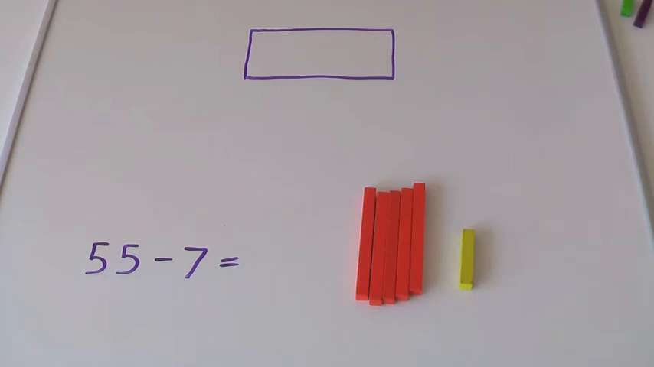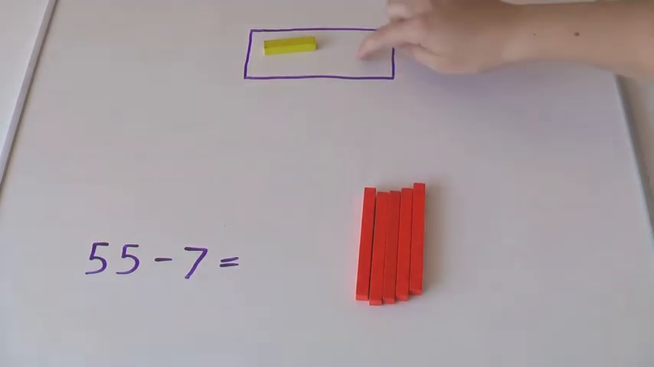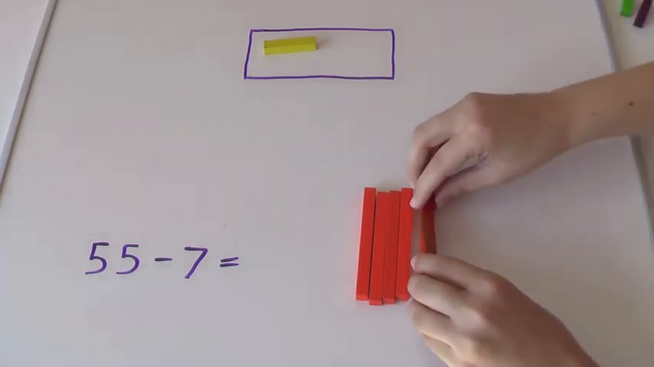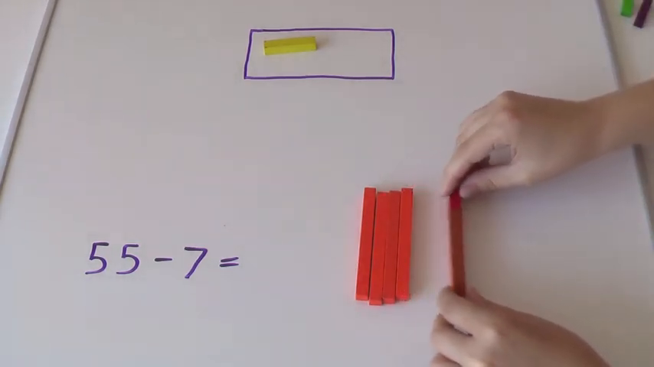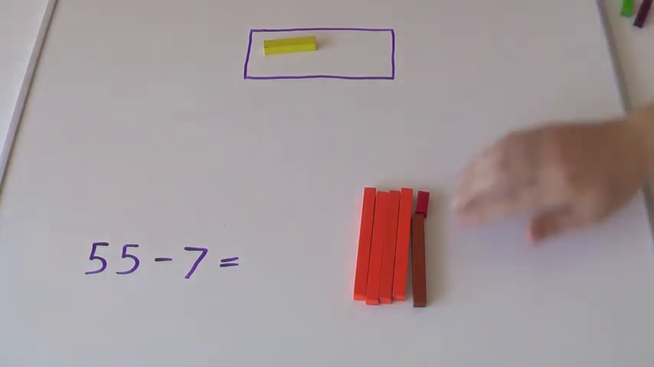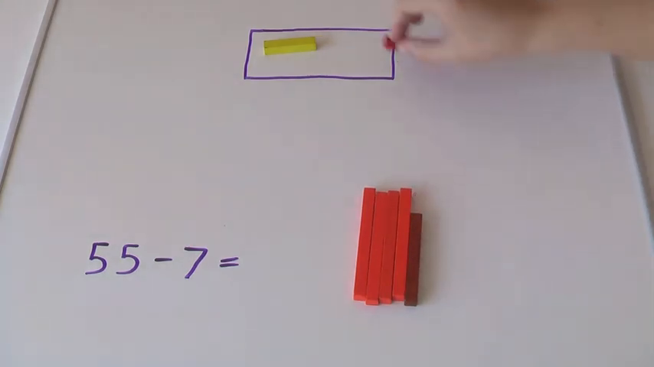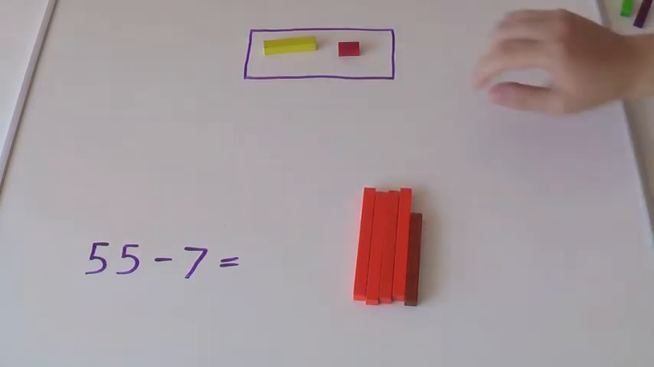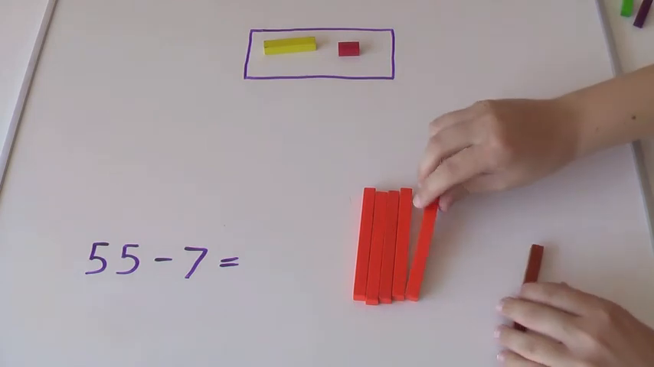55 minus 7. So first way we could do this is to take away 5. 55 minus 5 is 50, but we still have to take away 2 more. So let's trade our 10 for a 2 and an 8. So we can do 50 minus 2. So I've taken away 7, and what do I have left? 48.